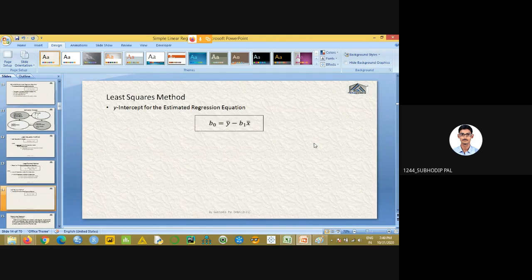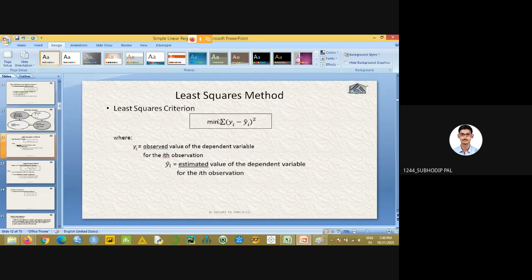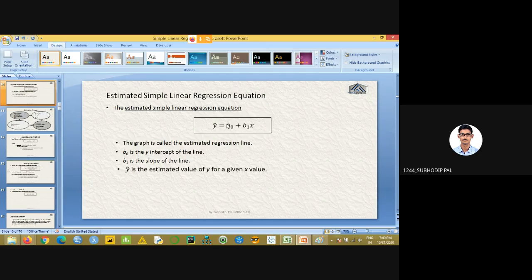Once we get the value of b1, after that we can easily calculate b0. b0 can be calculated by using y bar. What is the meaning of bar here? The average value of y, right? The mean value of y, and x bar means the mean value of x. If we know the mean value of y and mean value of x and the b1 value we have already calculated, then we can easily find the value of b0. And if we have the b0 value and b1 value, we can easily write the linear regression equation. Correct?